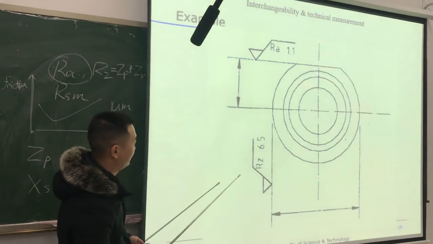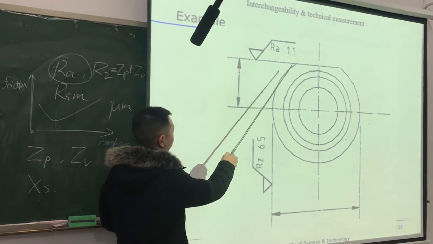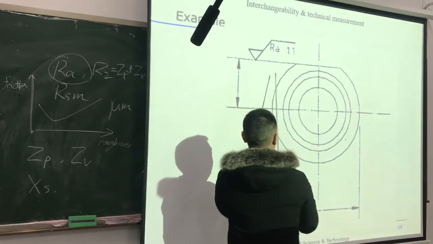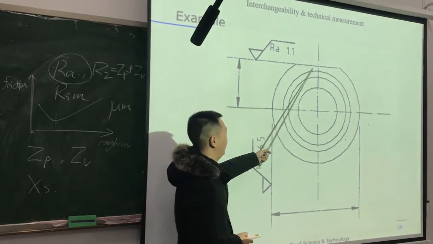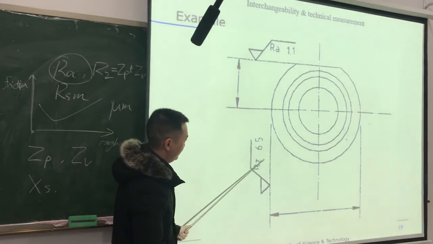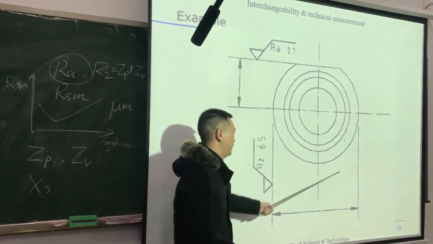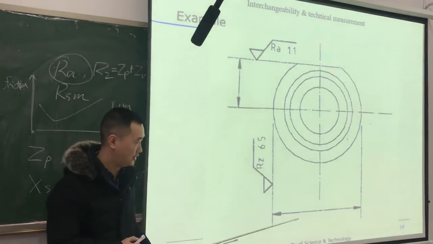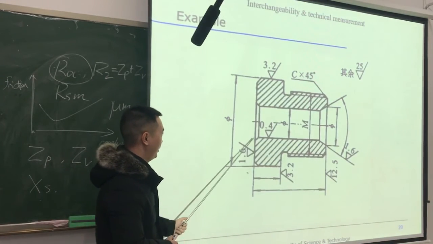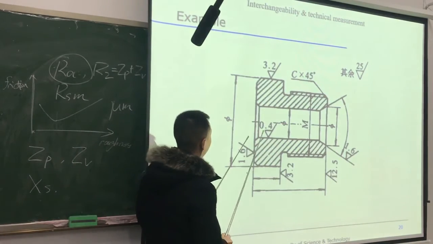And let's see another example. Here it has the Ra, which is used to set the roughness requirement for this plane. And here the Rz has the roughness requirement for the surface of the cylinder. For the surface of the cylinder here.